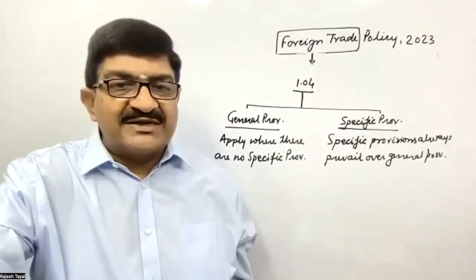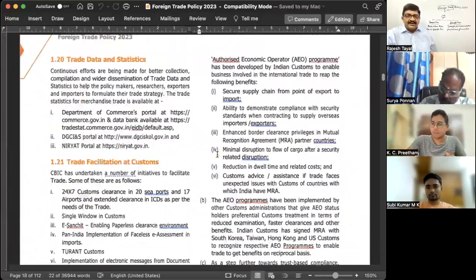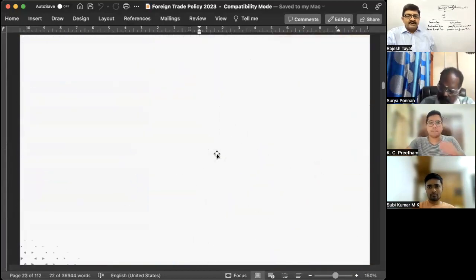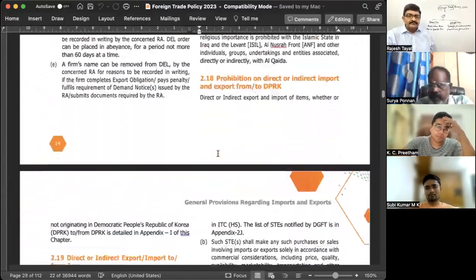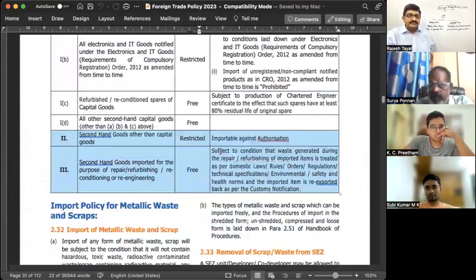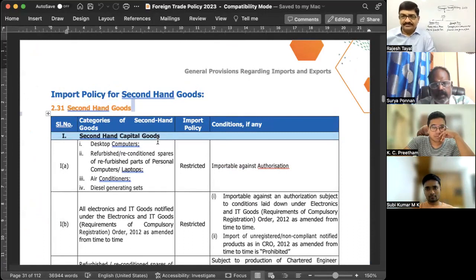ठीक है, अब इसका एग्जांपल देखिएगा, मैं आपको दिखाता हूं. I am taking you to Chapter number 2, point number 31. This is point number 31. Now read the title. What is the title? Second-hand goods. Very specific title given, right? It means general provisions will not be applicable for import of second-hand goods.